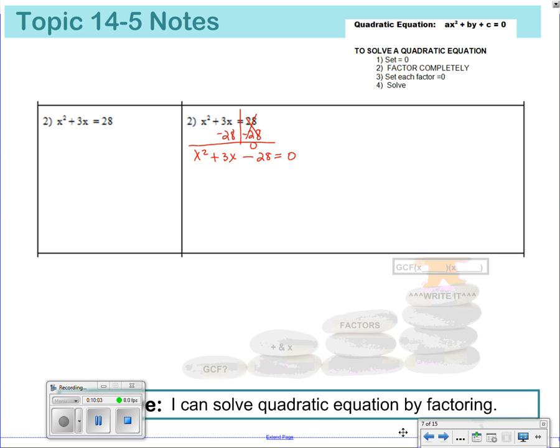So now we have completed our first step. We have it set equal to 0. Step number 2 says to factor completely. So in order to factor completely, we go through our steps of factoring.